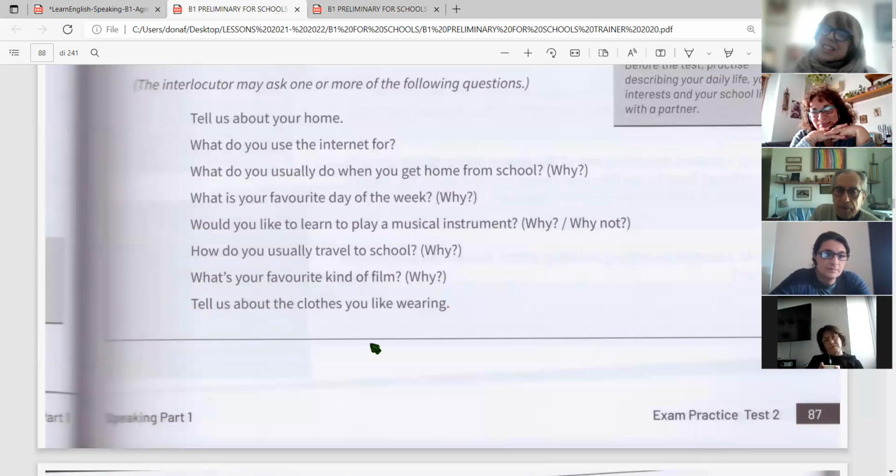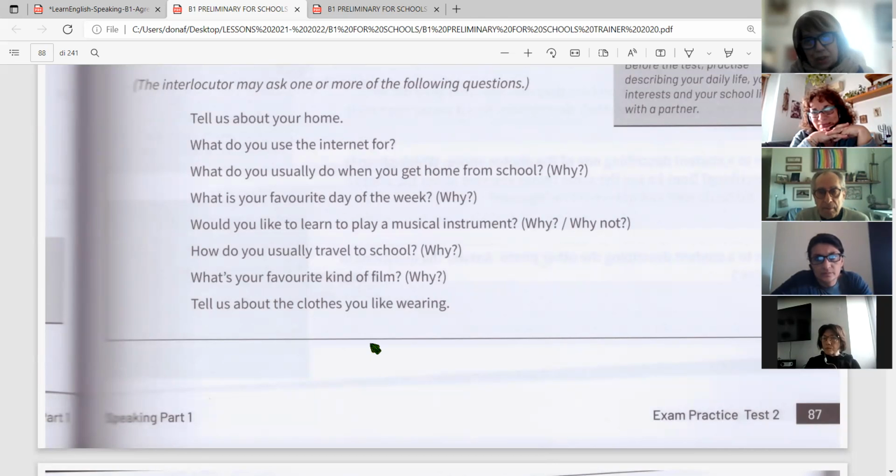I don't have a favorite day because now I am retired. So every day is good to work or to have a nice situation. Yeah. And when you were working, what was your favorite day of the week? Sure, Saturday. Saturday. Gabri, for you it's different.